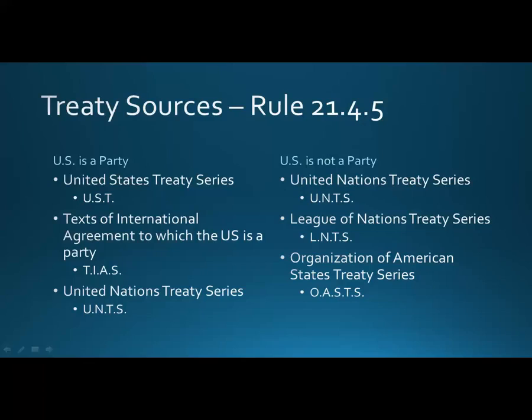For multilateral treaties to which the U.S. is not a party, you should begin with the United Nations Treaty Series. If it's too old, you can move to the League of Nations Treaty Series. If it is not in either of those, move on to treaty compilations of smaller organizations to which all of the parties are a member, such as the Organization of American States, which has its own treaty series.